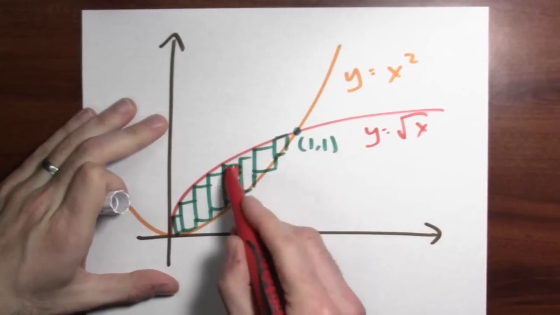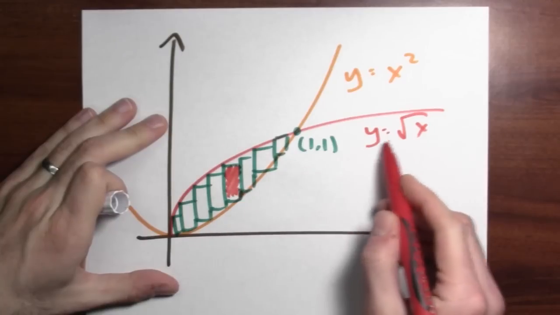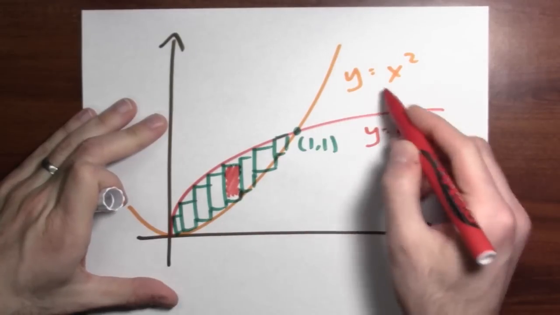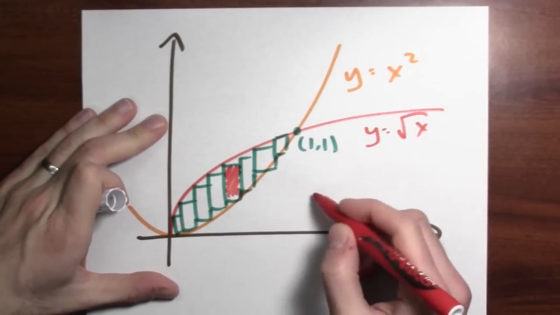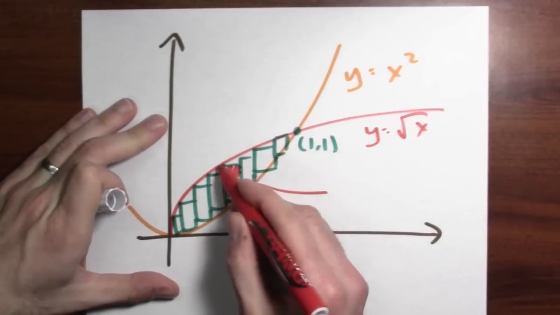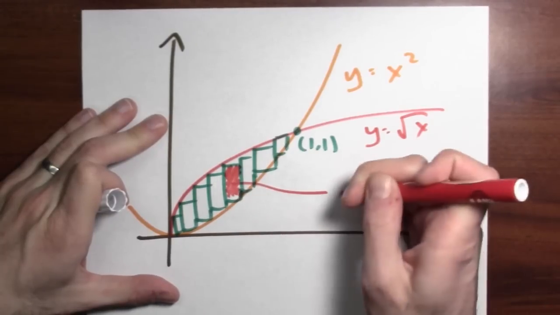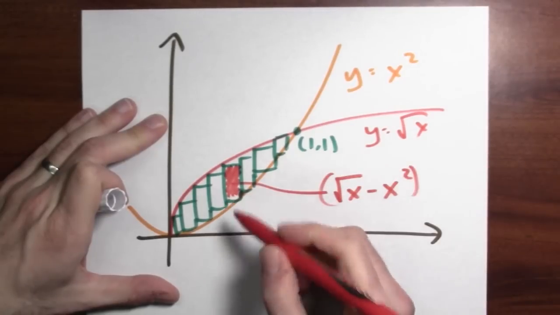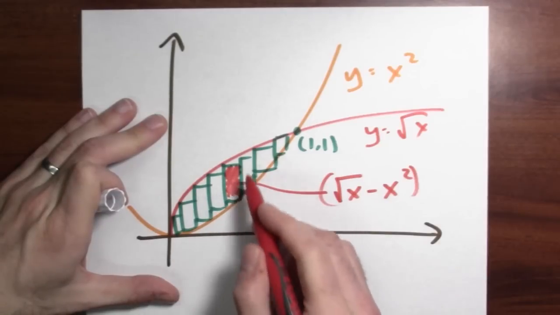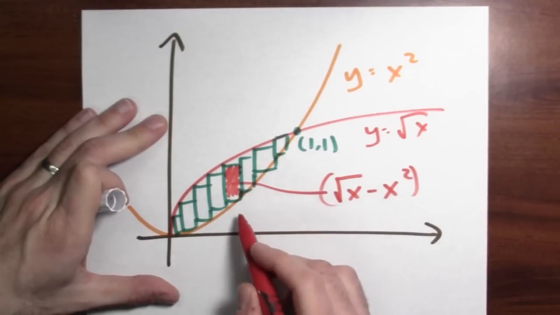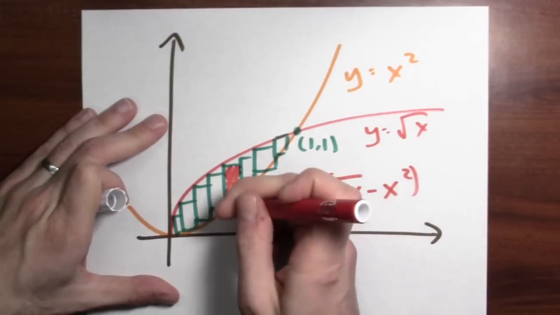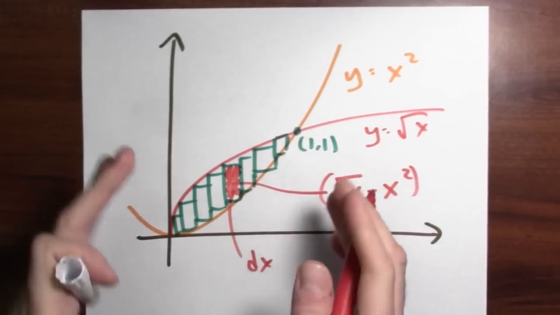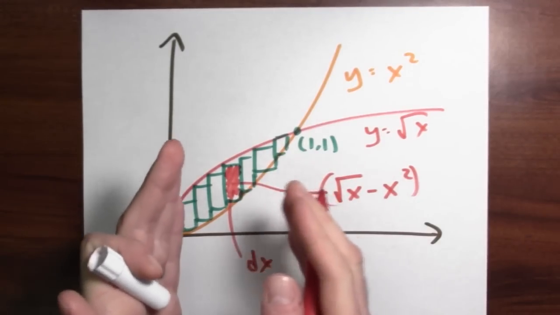How tall is it? Well, its top edge is on y equals the square root of x, and its bottom edge is on this orange curve, the y equals x squared term. So the height of that particular rectangle is its top coordinate minus its bottom coordinate, so it'll be square root of x minus x squared tall. And how wide is it? Well, the width of this little tiny rectangle is not supposed to be very big, right? So let's call its width dx. I'm imagining that its width is very narrow. It's a very thin rectangle.